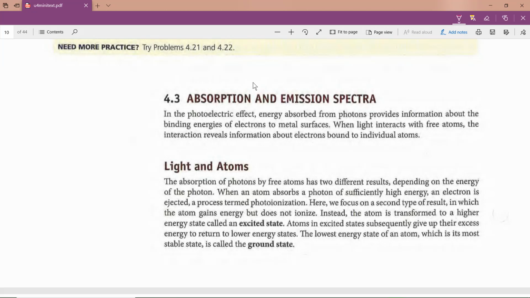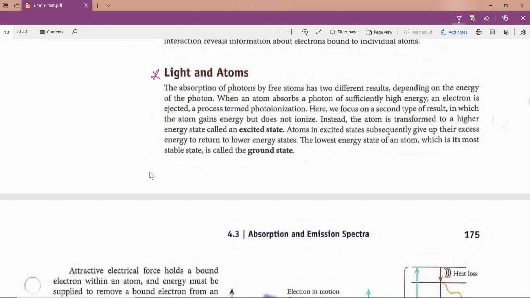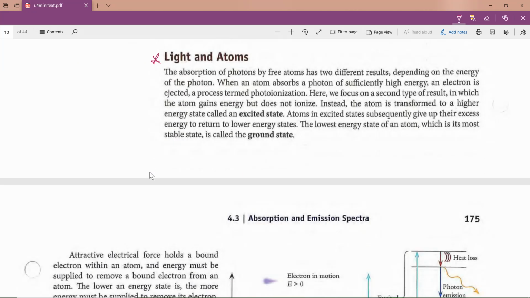So the absorption of photons by free electrons has two different results depending on the energy of the photon. When an atom absorbs a photon of sufficiently high energy, an electron is ejected, kicked out: photoionization. Photo means light, right? So you use light to ionize and kick the electron out. If the atom gains energy but does not ionize, then it is transformed into a higher energy state called an excited state. Atoms in excited state subsequently give up their excess energy to return to the lower energy state. The lowest energy state, most stable, is called the ground state.